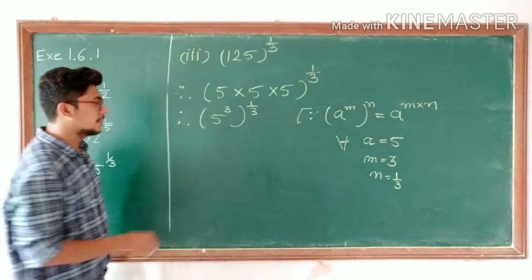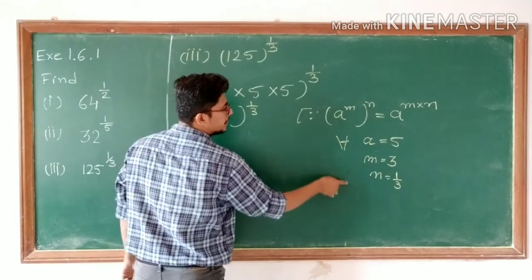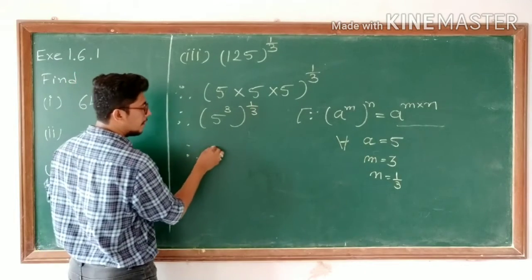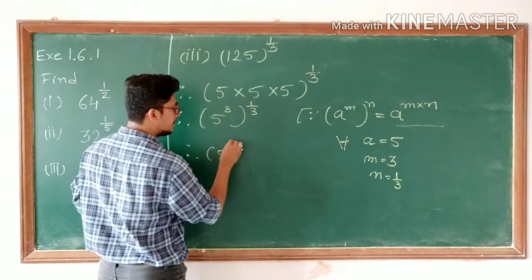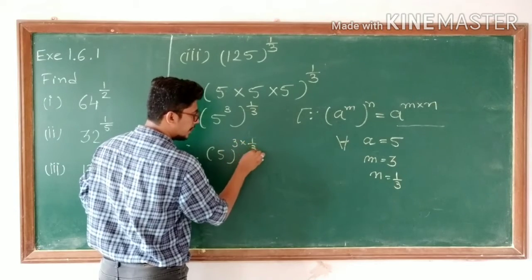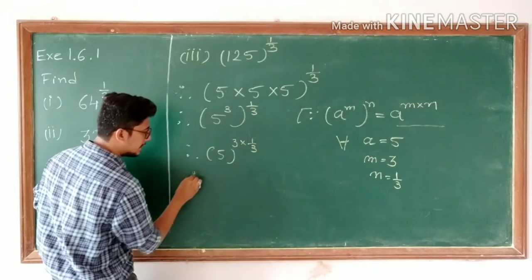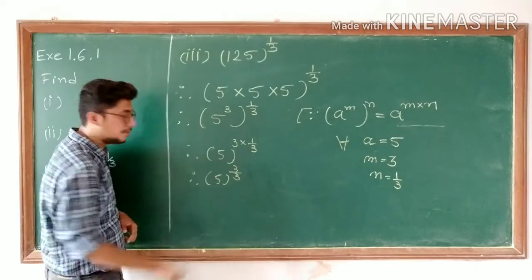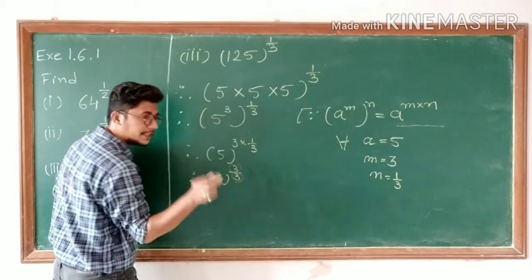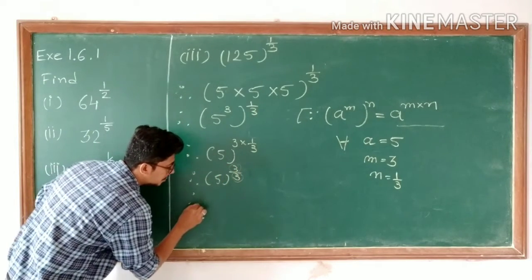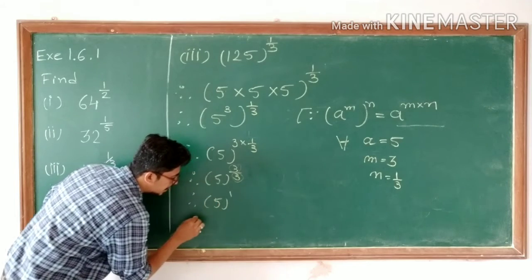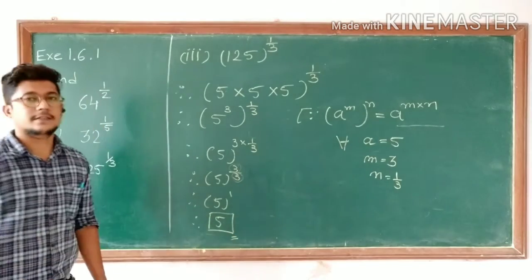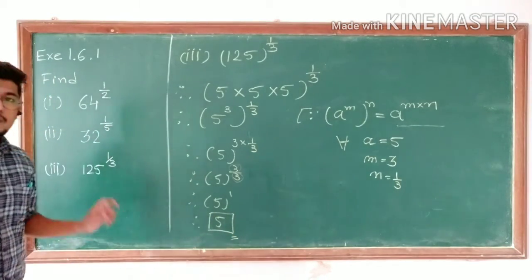Yes or no? Yes. Now put all these values in the right side of the identity, so you will get 5 power m into n, that is 3 into 1 upon 3. 3 into 1, that is 3. So 5 power 3 upon 3. Yes or no? 3 and 3 will get cancelled. 3 ones are 3. So 5 power 1, so the answer will be 5. And it is your final answer. So the first question is over.